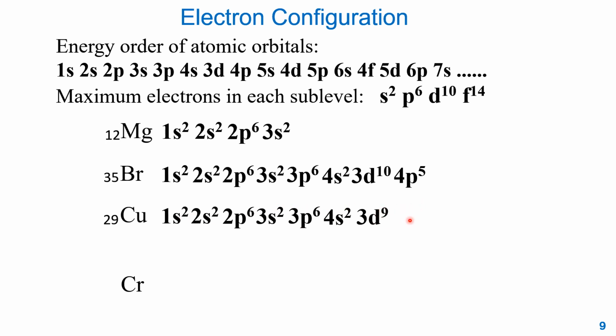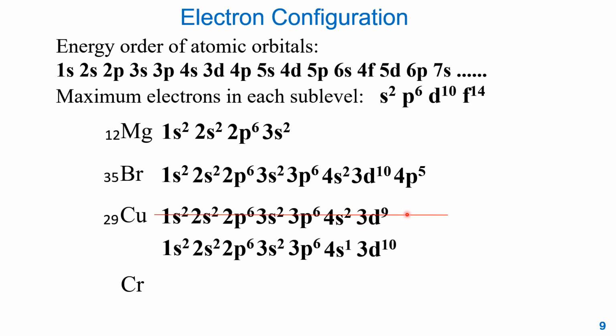Copper will actually not have this electron configuration because there's another rule. If the electrons can fully fill the subshell or half fill the subshell, that will be more stable. So since the 3d9 just needs one more electron to be fully filled, it will actually borrow one electron from 4s. Or you can say one of the 4s electrons will jump to the 3d to form 3d10, and then 4s just has one electron. This configuration will be more stable because of this fully filled d subshell.